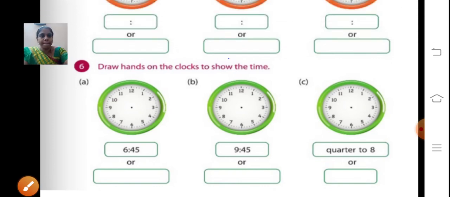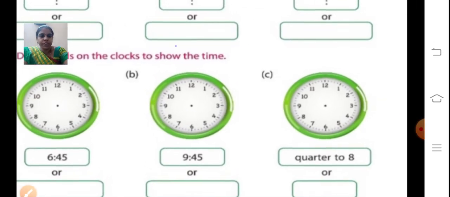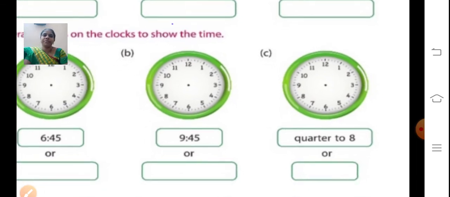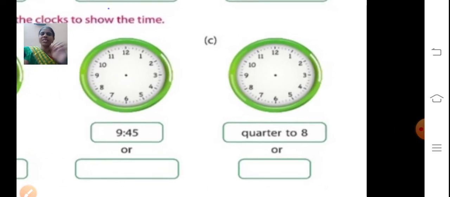Now next one, B you will do as homework, right? Now see this time. Quarter to 8. What is the meaning of quarter to 8? So it's going to 8, but it is not 8 exactly, isn't it? Quarter to means where will be the longer hand? It will be at 9, isn't it?